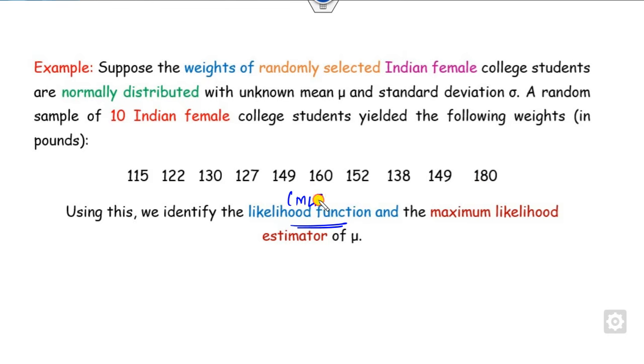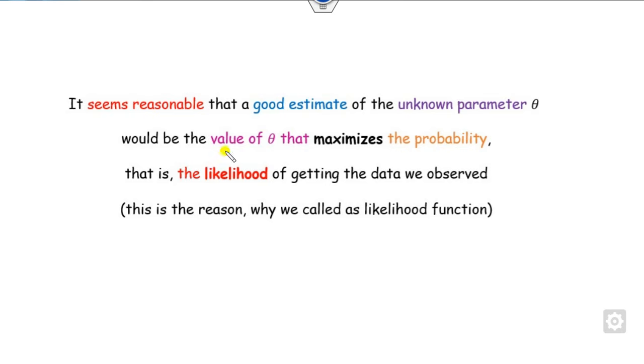The likelihood function is also called the maximum likelihood function, and we find the maximum likelihood estimators of the population variance and the population mean mu. Similarly, we can find the estimator for sigma based on this sample of 10 elements. So it seems reasonable to be a good estimator of the unknown parameter theta.